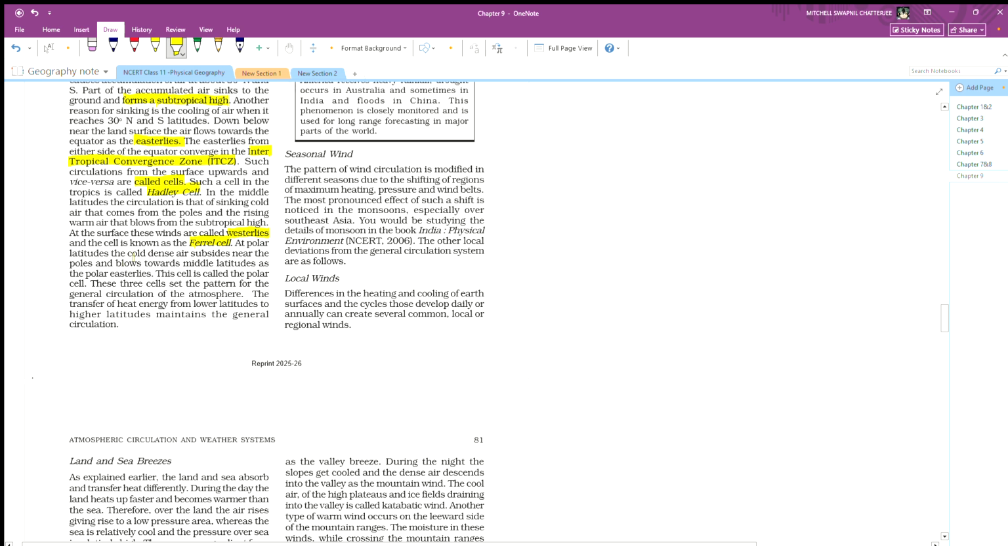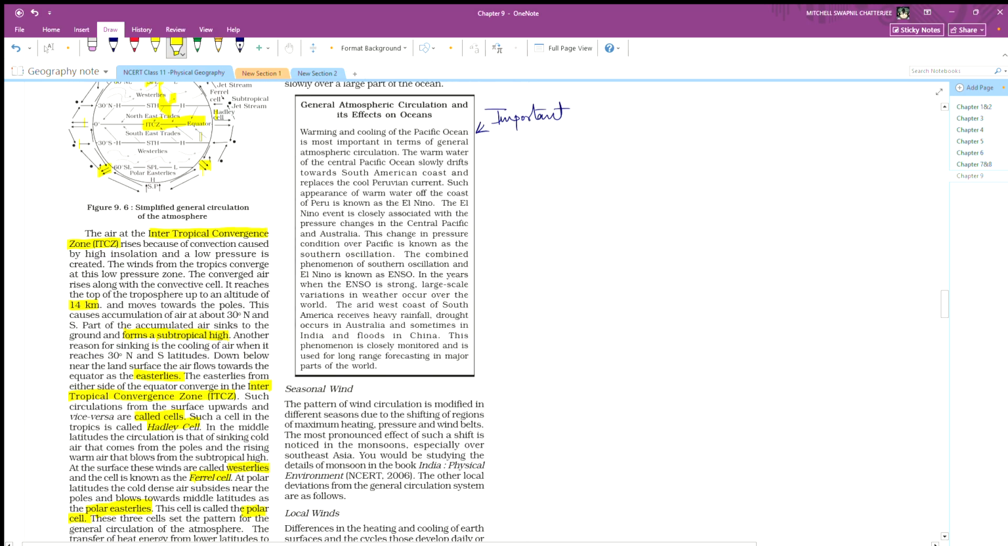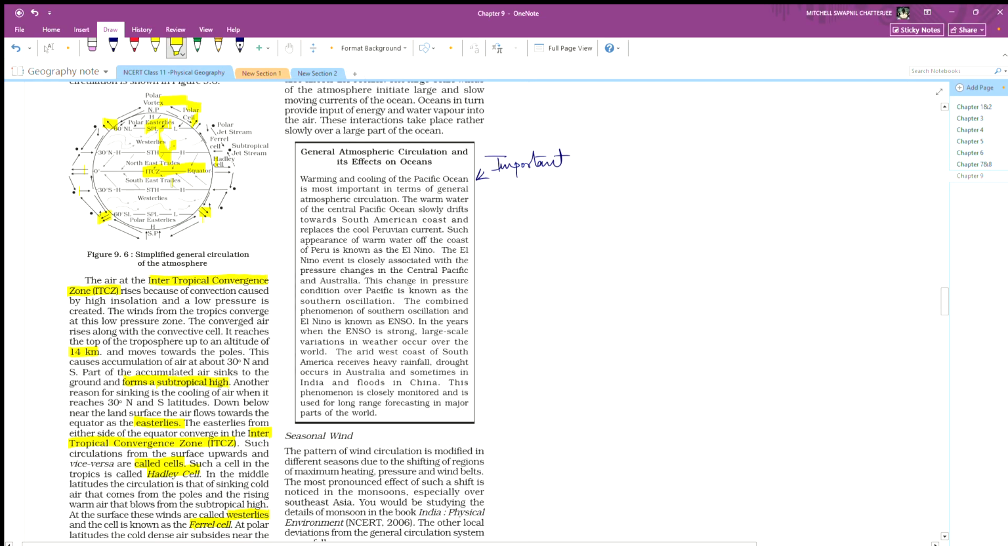At polar latitudes, the cold dense air subsides near the poles and blows toward the middle latitudes as the polar easterlies. This cell is called the polar cell. I got confused. This area is our polar easterlies, not the easterlies. Sorry.